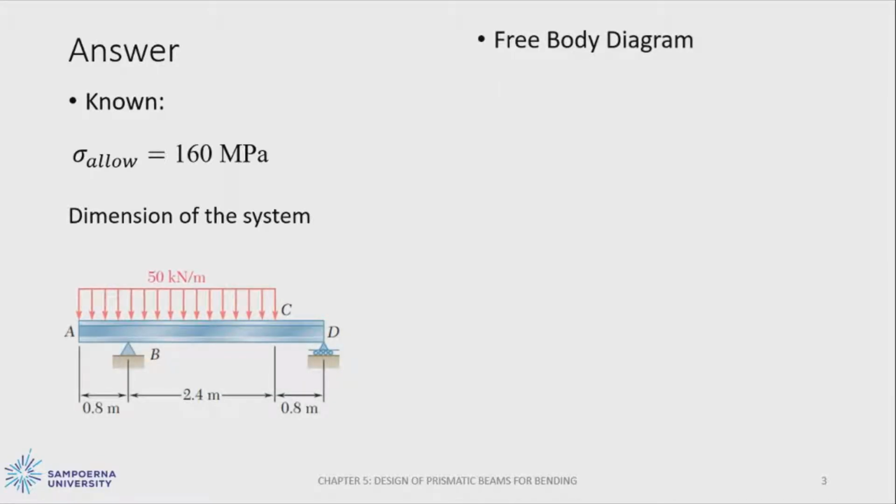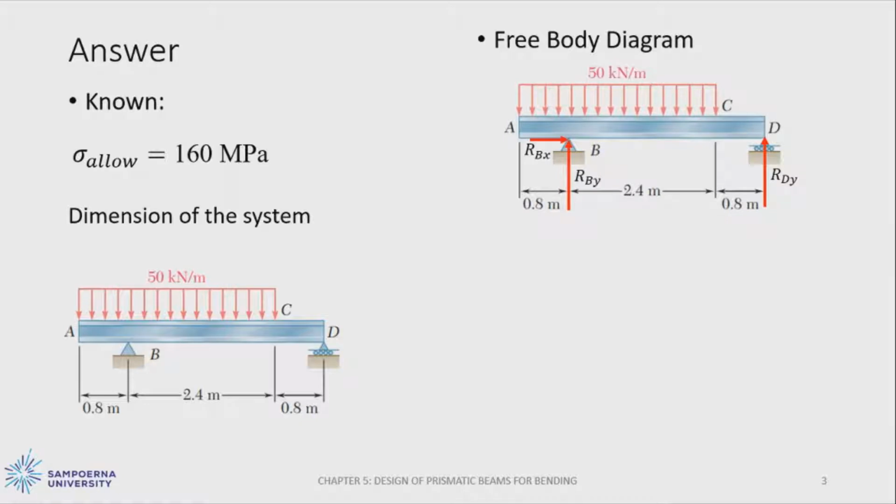First, we need to draw the free body diagram of the system to find the reaction forces acting on the system. We have reaction forces at point B and point D. For point B, we have reaction forces in X direction and Y direction. But because there is no external force in X direction, we can assume that the reaction force at point B in X direction is equal to 0.